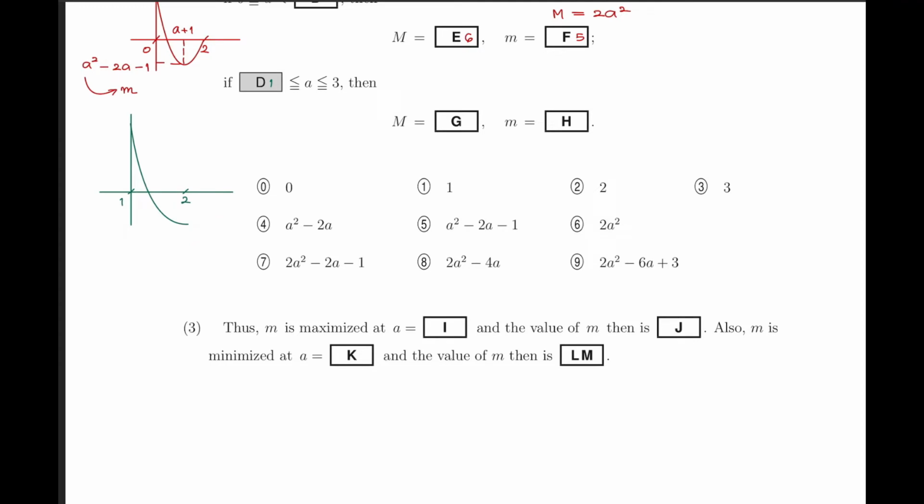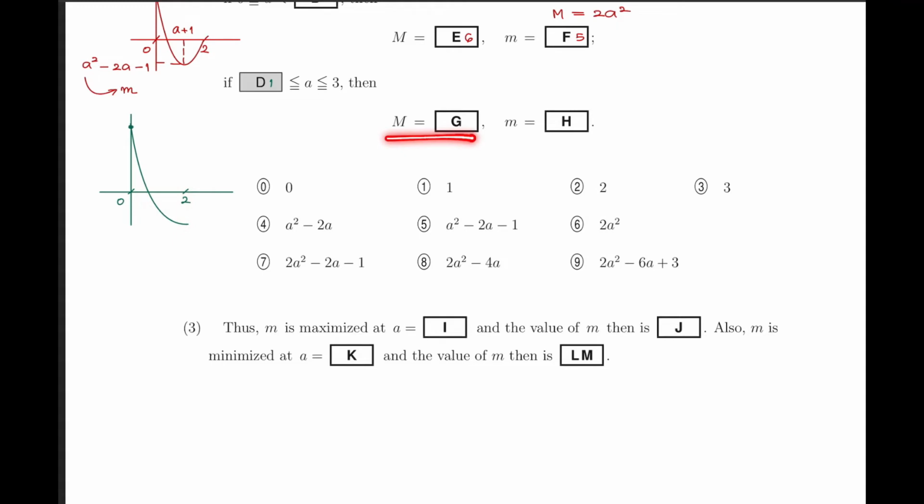From this graph, you can see that the maximum value is at x equals 0. Oops, sorry. This is 0, yeah, not 1. The maximum value is when x equals 0, and then the minimum value is when x equals 2. This is the minimum value.